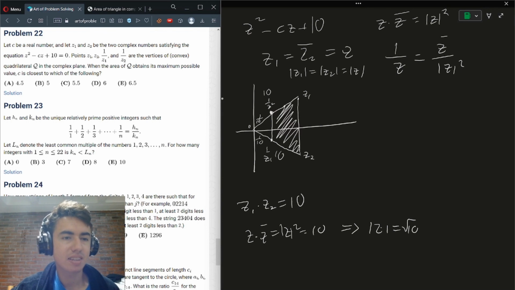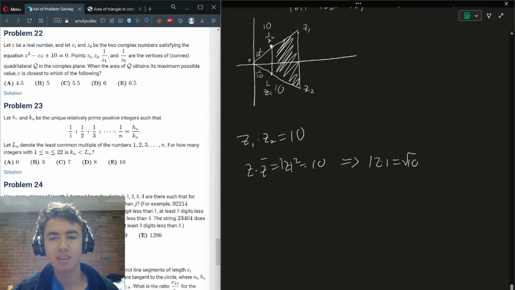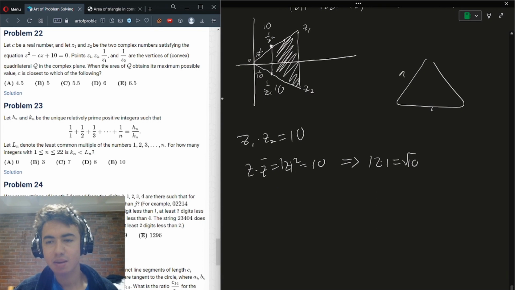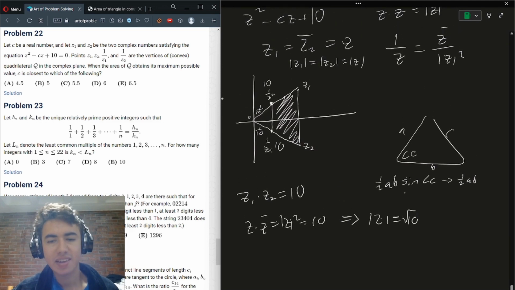And now we want to find when is this area maximized? Well, since c is a real number, can be whatever we want, that doesn't add any other constraint. So then, let's think about when is this triangle's area maximized? If you don't know, you have a triangle with side lengths a, b, and angle c. The area of the triangle can be expressed as 1/2 ab sine of angle c. And of course, this is maximized when angle c is 90, since that makes sine 1, and that would make the area go to 1/2 ab. So let's apply that here, right?